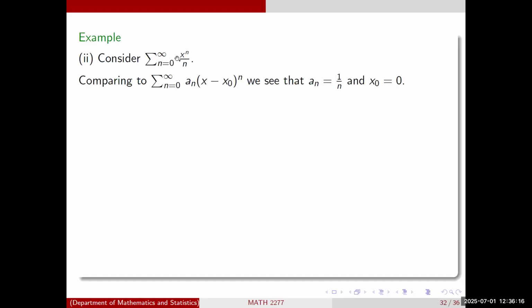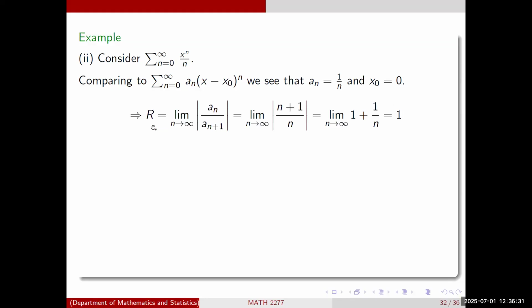Okay, so we could compare it to a general power series, and we see that an is 1 over n, and x0 is 0. Okay, so the next step is to calculate r, the radius of convergence. So again, that's given by this limit, right? So you all know how to do these limits. So that limit is equal to 1. The radius of convergence is 1.